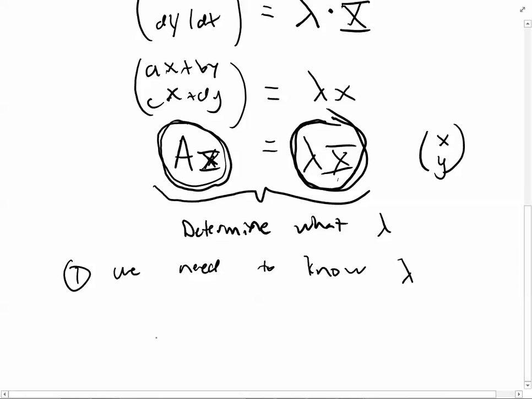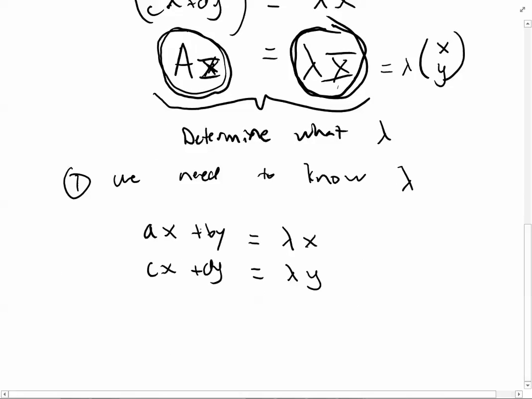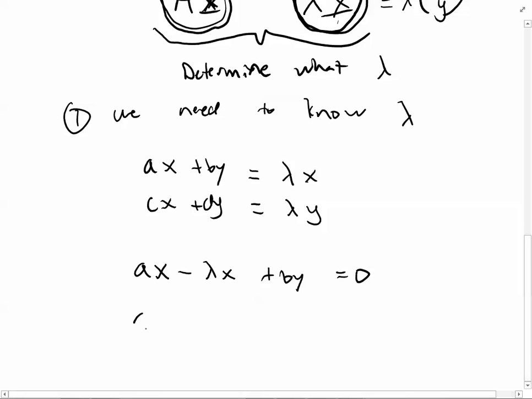So Ax, which is ax plus by, cx plus dy, is equal to, and I'm just going to write two separate equations, lambda x. What is lambda x? Lambda times (x, y). So that would be lambda x, and this would be lambda y. Well, I need to solve for x and y, so one thing I'll do is move it over to the other side. So I'll have ax minus lambda x plus by equals 0, and then I will also have cx plus dy minus lambda y is equal to 0. I'm just lining things up here.